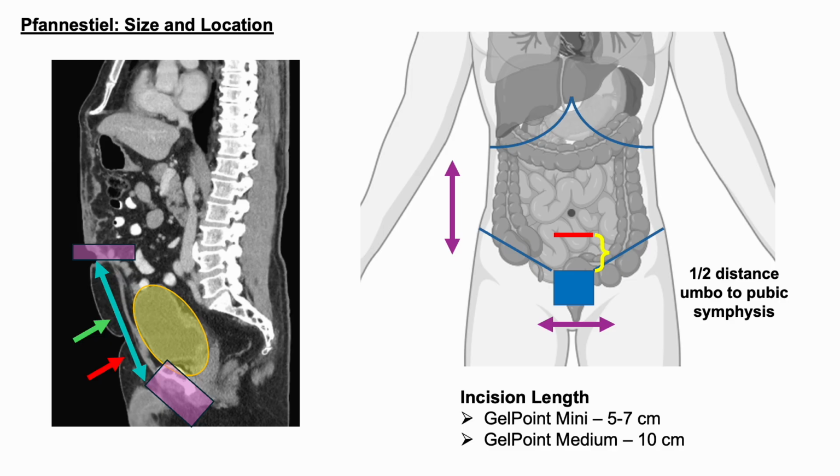However, if you are going to use a GelPoint Mini, you do want to keep the incision small so that you're not leaking air throughout the case. This is particularly true if you're using an AirSeal, where you can have significant volume lost if your incision is too large for the GelPoint Mini. Conversely, if you're going to use a medium-sized GelPoint, a 10 centimeter incision is fine. You will not lose a significant amount of air.